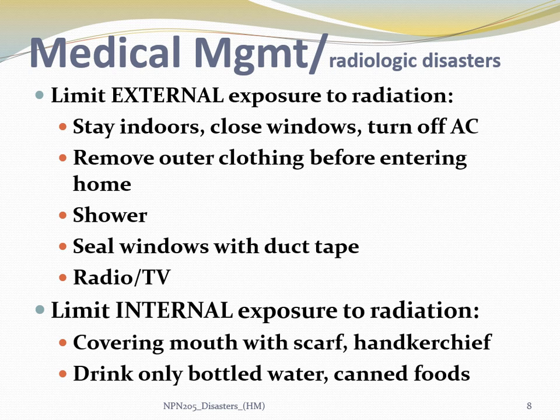Your external exposure to radiation would be to stay indoors, close the windows, turn off the air conditioning because that pulls air from the outside in. Remove outer clothing before you enter the home. So you'd rather be safe than sorry. You're going to be naked outside and get in the house, okay? Doing this simple procedure of removing your clothing can eliminate 90% of external radioactive contamination. So it's super significant that you be sure and educate patients about this.